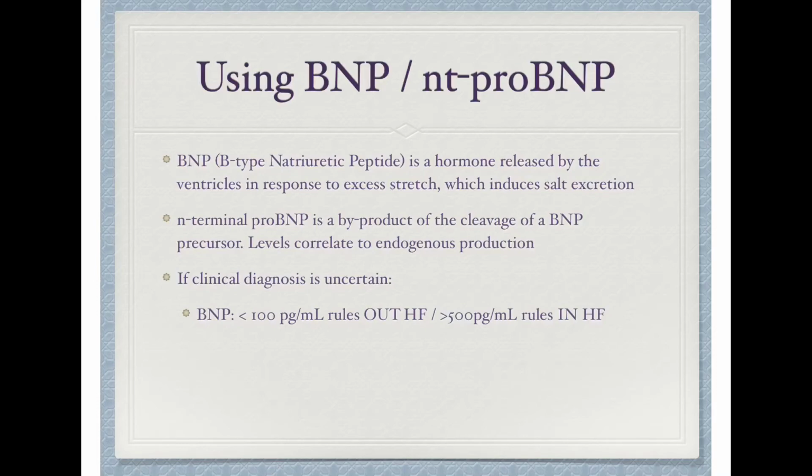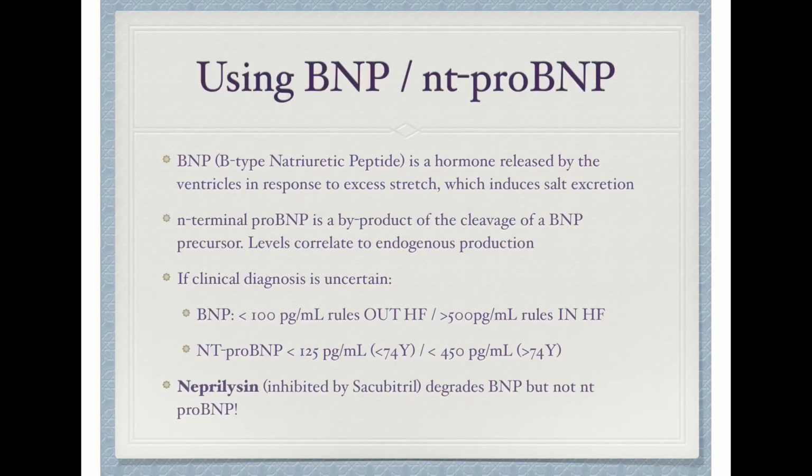Usually we say that BNP levels less than 100 picograms per milliliter rule out heart failure, whereas BNP levels greater than 500 would rule in heart failure. For N-terminal proBNP, the cutoffs are age-dependent: less than 125 if the patient is less than 74, and less than 450 if the patient is greater than 74.